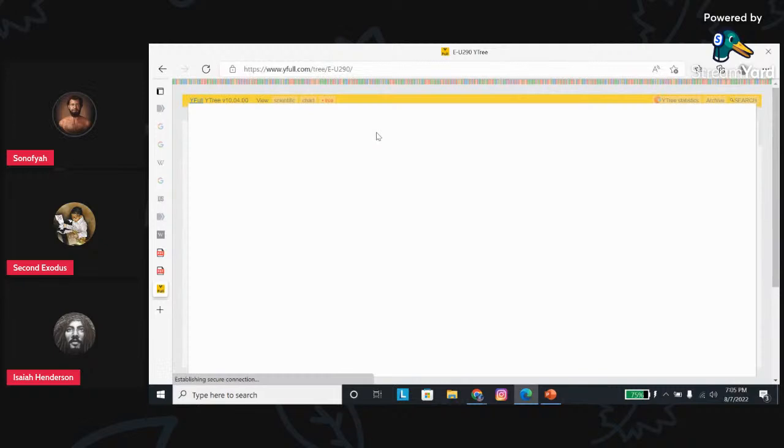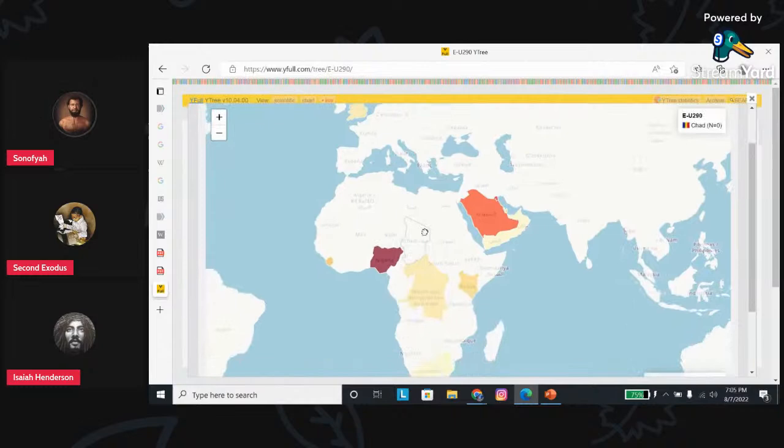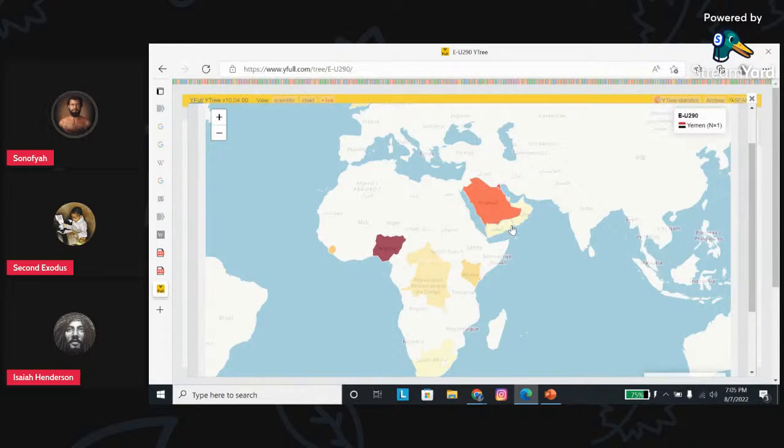Click info. Let's see if it's on here. You can pull up a map and look at the distribution of EU290. And we can actually see that we have 12 samples of it thus far in Arabia, 18 in Nigeria, one in Yemen, Oman. And this is living samples, all right? So these are living people.